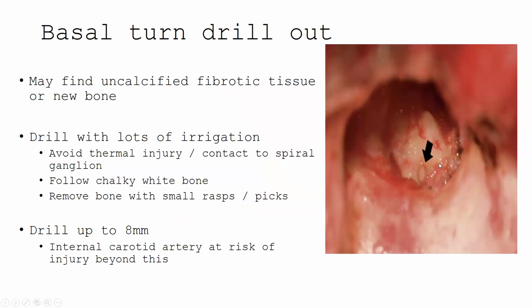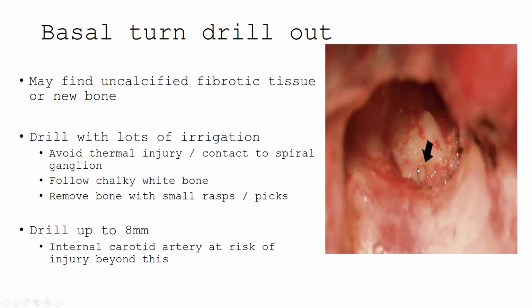Many times you're going to find uncalcified fibrotic tissue, or you might even find bone, but because it's disorganized fibrotic tissue and bone, sometimes you're able to pick this out with a small rasp or a pick as you continue drilling. It's important to have copious irrigation so that it improves your visibility. And then you follow chalky white bone. It will look different from the usual bone that you see on your promontory.